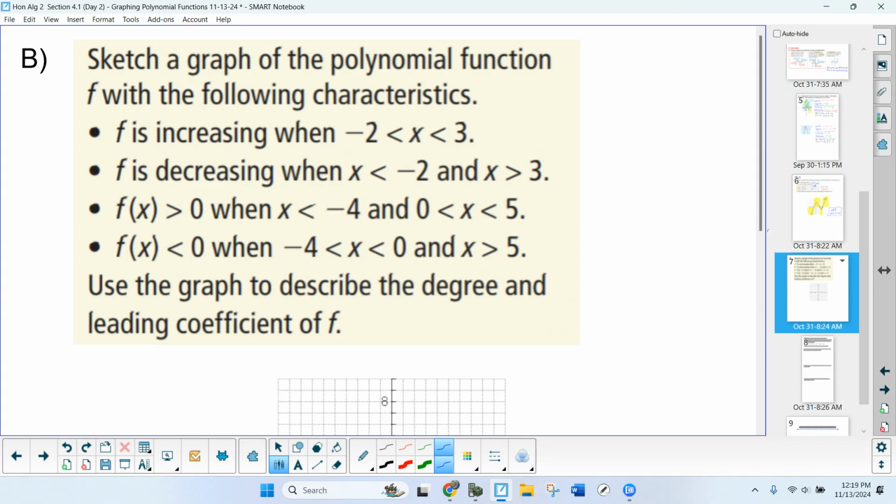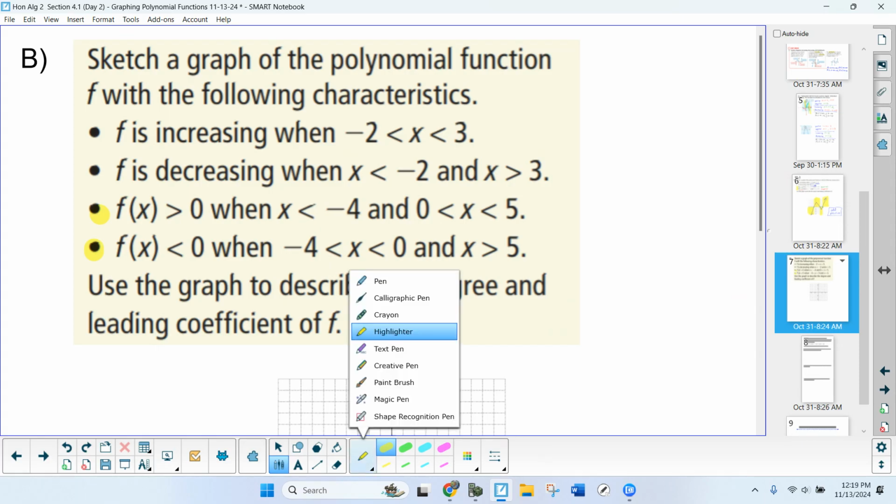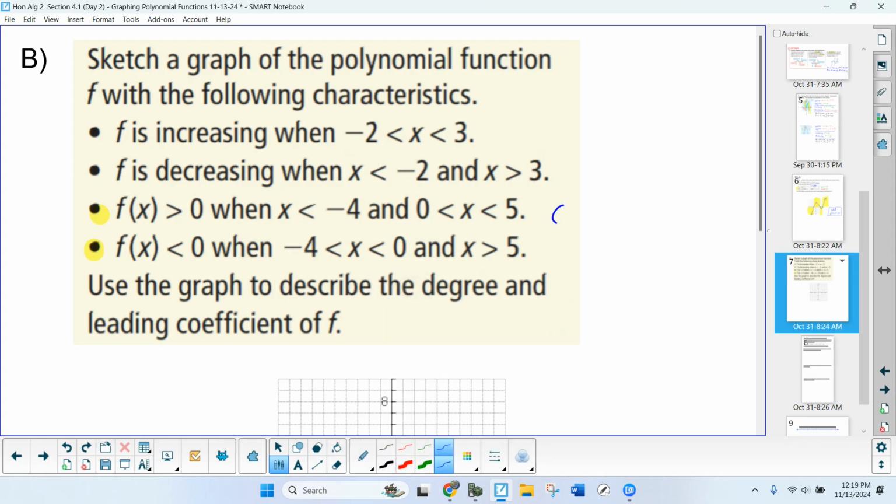Okay. Is everyone following me? It's increasing here, decreasing here, greater than 0 here, less than 0 here. All right. We're going to start here and here, where it's greater than 0 and less than 0. What does greater than 0 mean again? Positive. What does less than 0 mean? Negative. So always just kind of think about that.